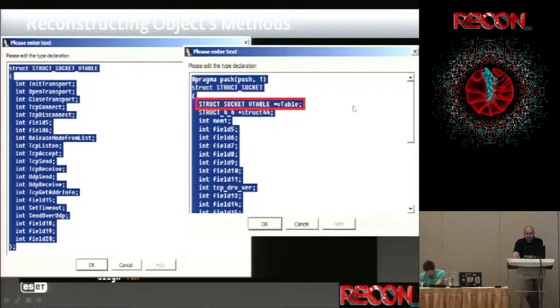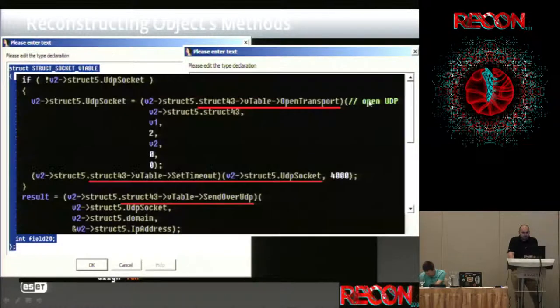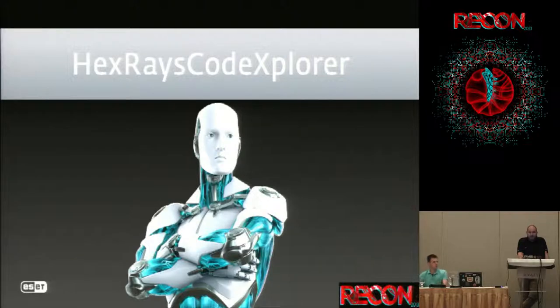This structure describes the object. It's good, but you can only do this work manually. After this, the code looks really beautiful and really nice after the manual work. In the next part of our presentation, we present the Hex-Rays Code Explorer. It's a special plugin for the Hex-Rays decompiler, and this plugin helps reverse engineers to do this manual work.